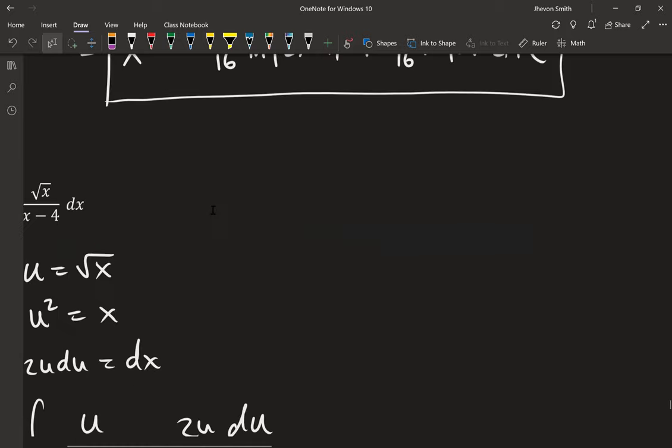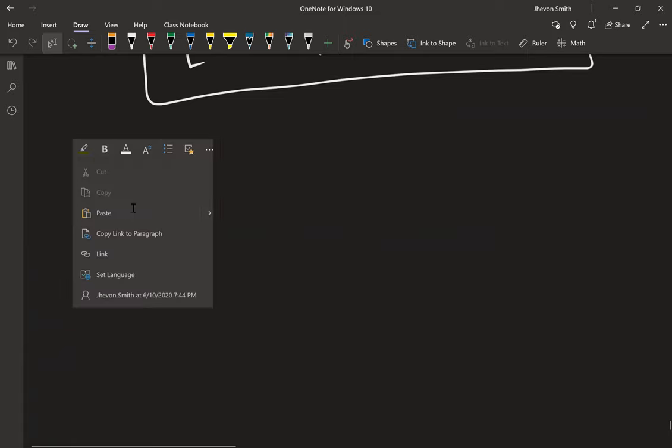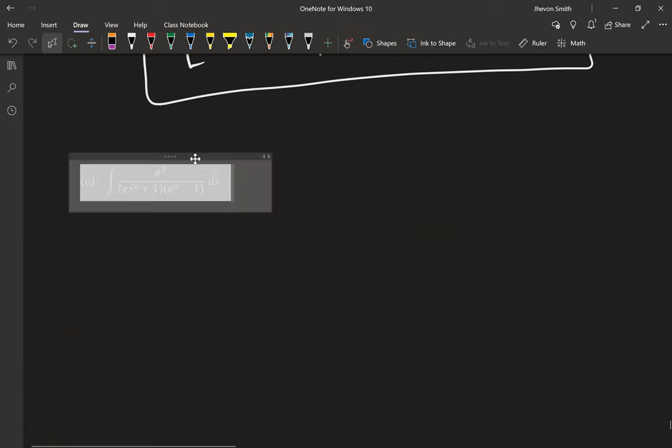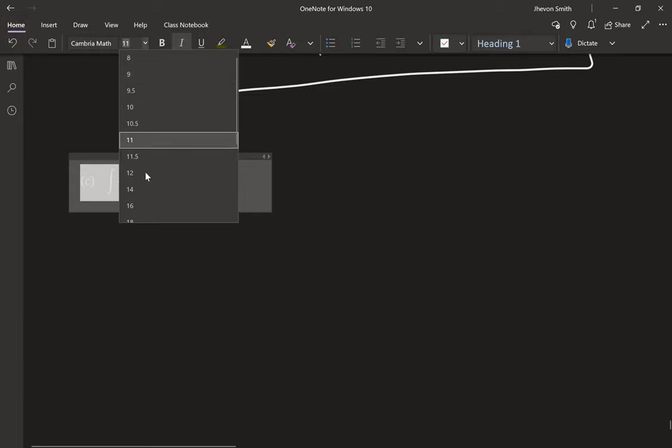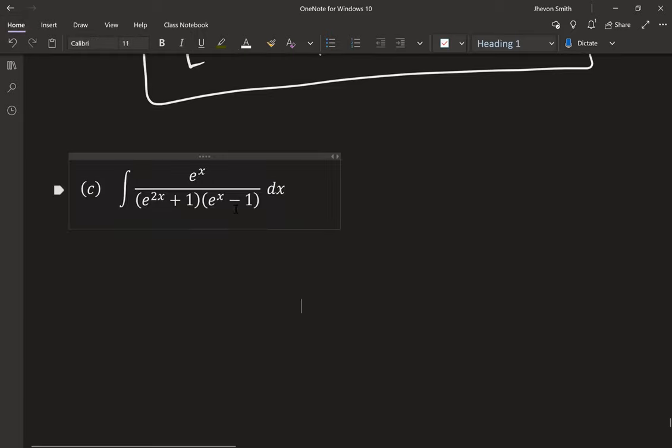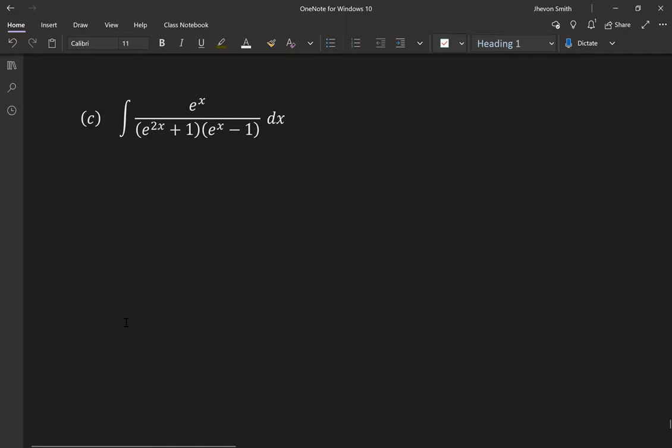Here's another one. Was there anyone who finished all of these? What about this one? How do we do this one? It looks scary, but it is not scary because we are grasshoppers and we are armed with our training. Substitution, what would you substitute? E to the power x. Right, substitute u equals e to the x.